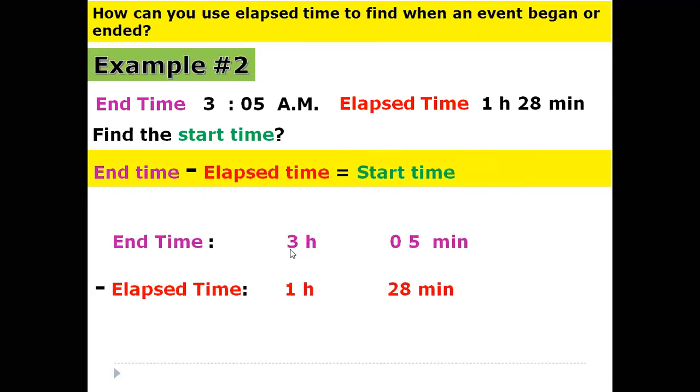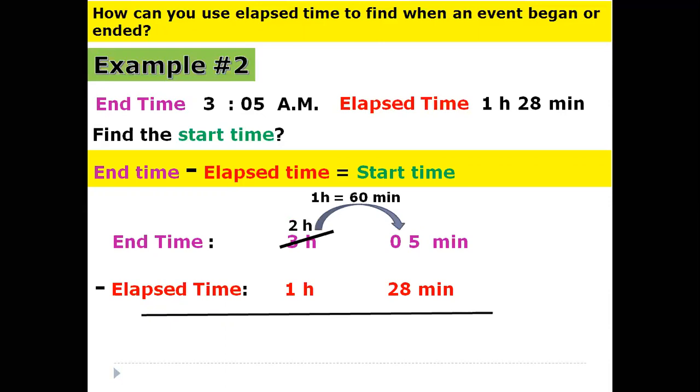So the ending time is 3 hours and 5 minutes. The elapsed time is 1 hour 28 minutes. Now, do you remember how we subtract time? We start with the minutes. Can we take away 28 minutes from 5 minutes? Of course not. So we're going to use borrowing. When you borrow, you take 1 hour from the 3 hours, so 2 hours left. And when we give the 5 minutes, we give 60 minutes because there are 60 minutes in the hour. So 5 plus 60 will be 65.